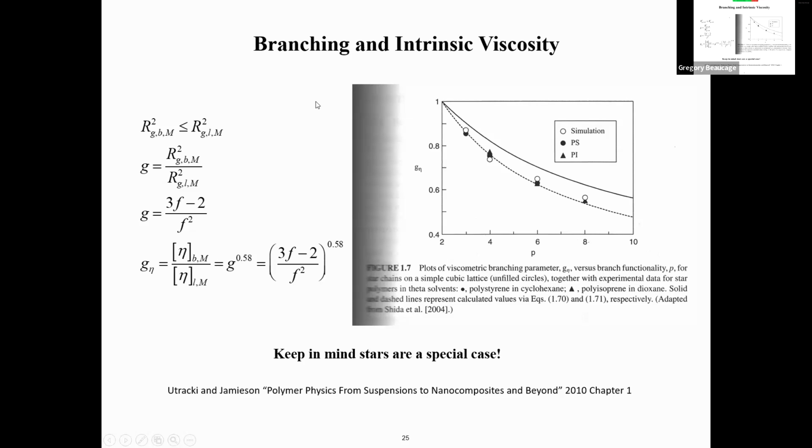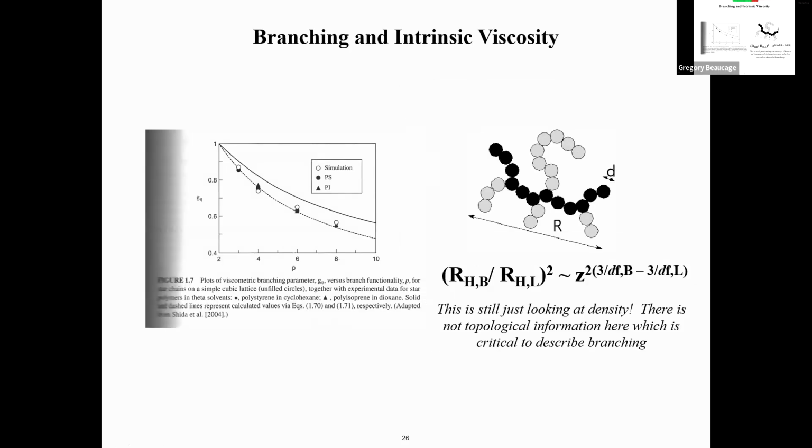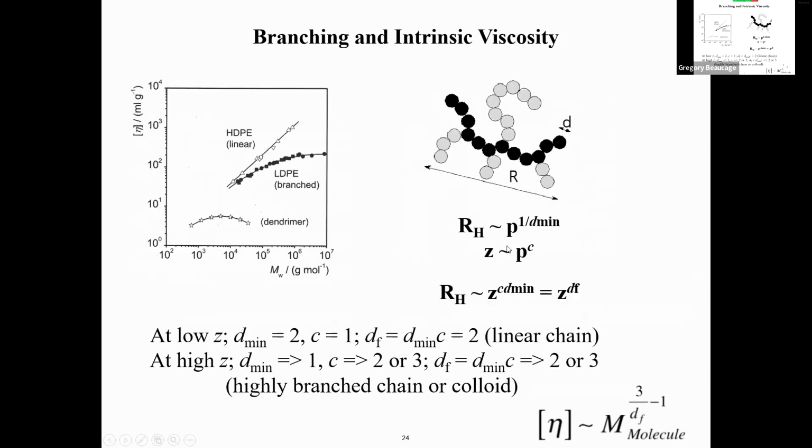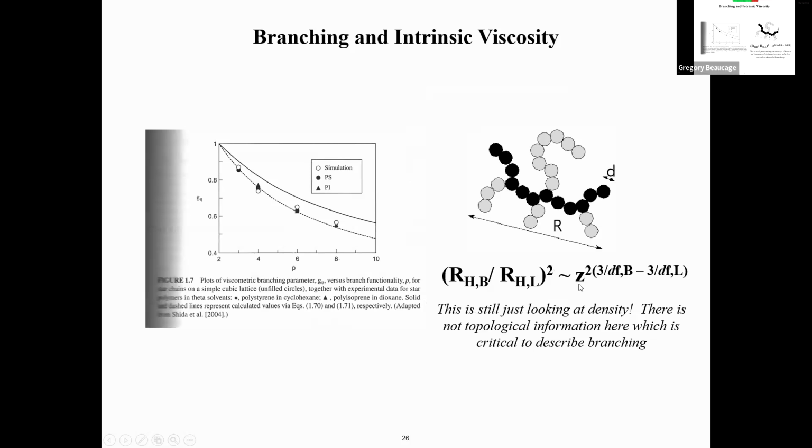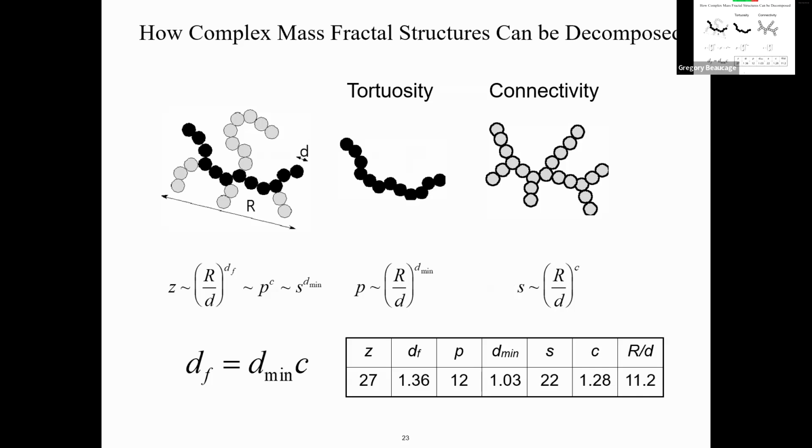So anyway, if we have this equation, molecular weight to the 3 by df minus 1, then you're going to get this equation where Z would be the molecular weight. This is squared, so it's 2, and it's 3 by df. The minus 1 disappears for the branch, minus 3 by df for the linear, which doesn't have any topology in it. It's just the density difference between the two. So you can calculate that G from numbers like the topology numbers, but you're not using the topology to get it. You're only using the fractal dimension.